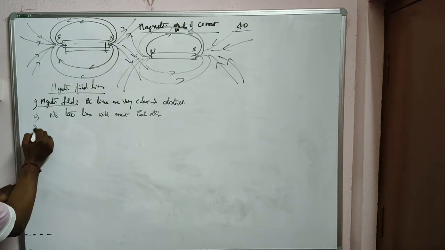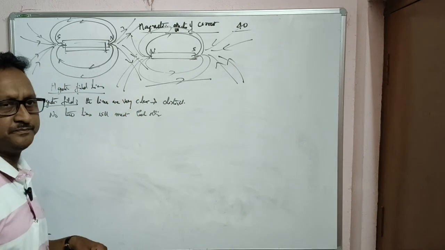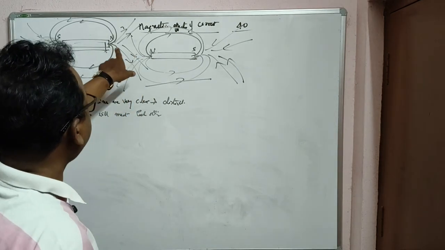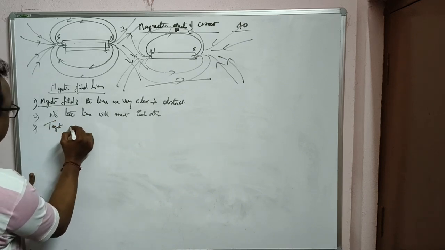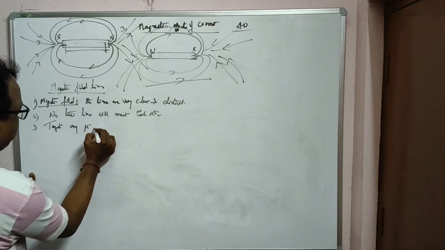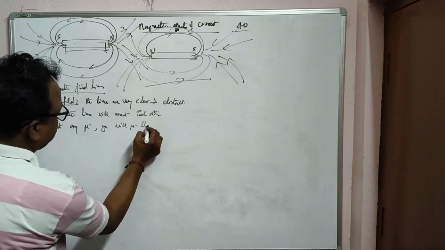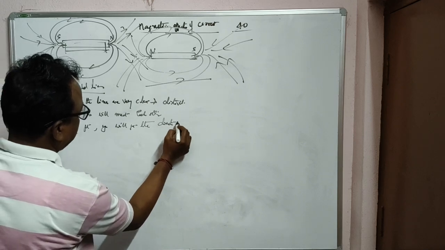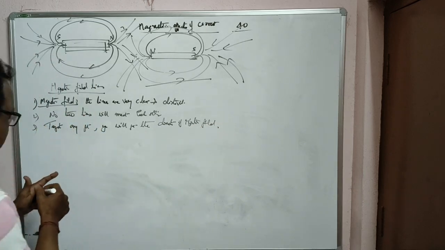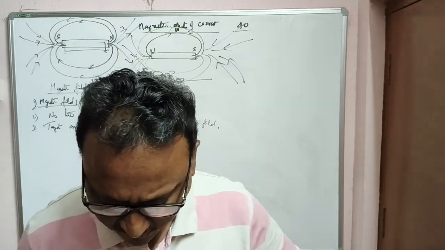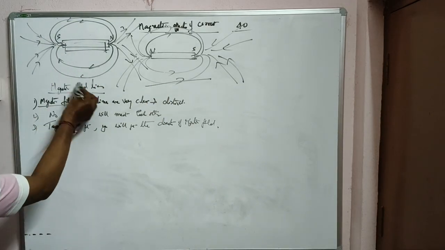And last, if you draw a tangent at any point, you will get the direction of the magnetic field. So these are the other important points regarding magnetic field lines, and these are done in the laboratory by using a small magnetic compass.